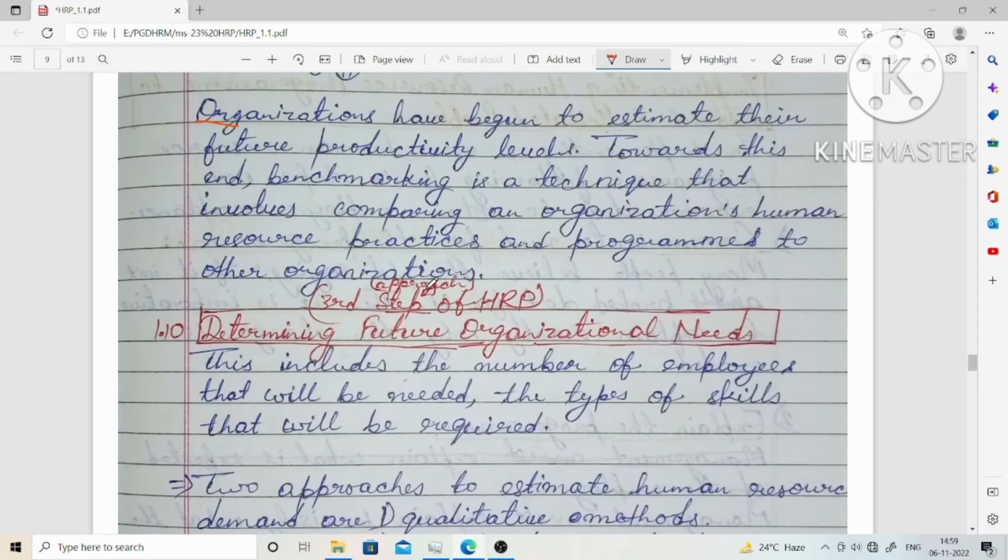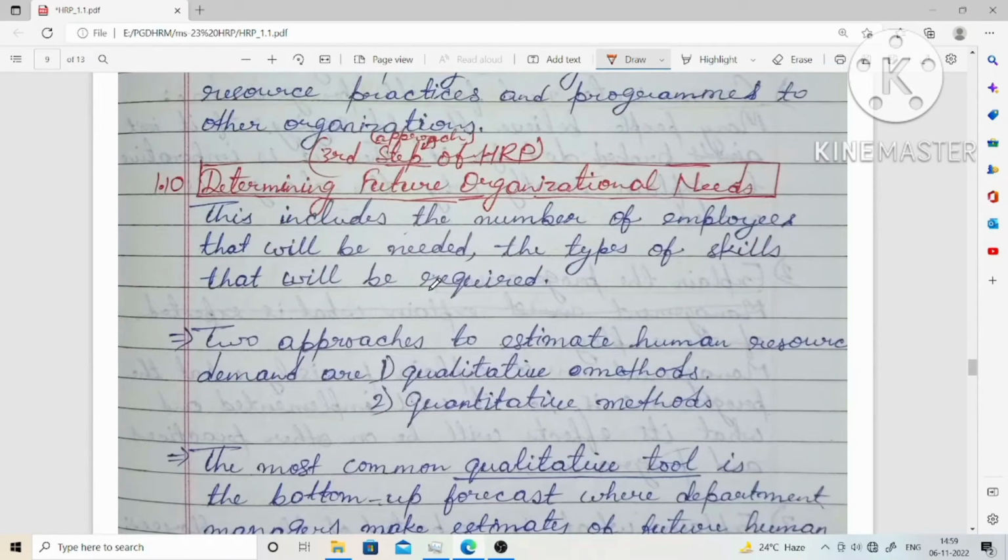And the third step given is determining future organizational needs. So what will be the future organizational needs for the organization? This includes the number of employees and the types of skills that will be required. What number of employees will be needed, and what kinds of people and skills will be required.